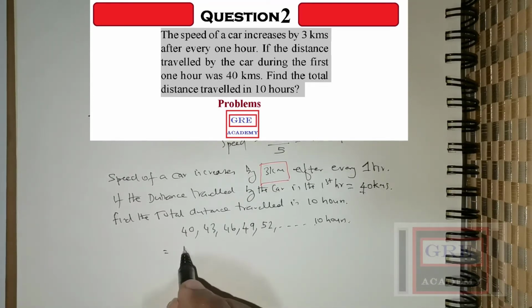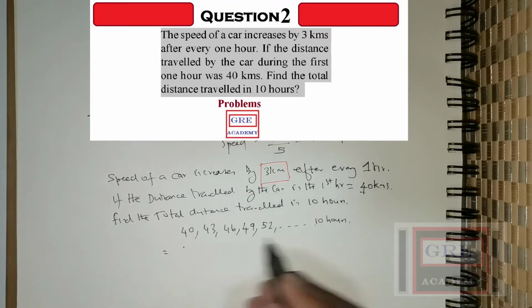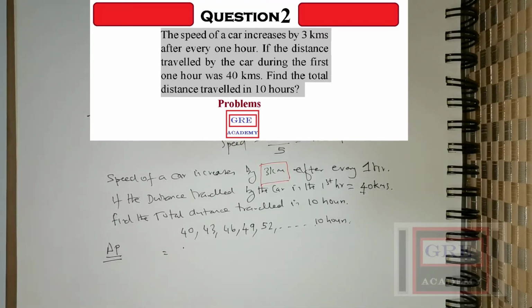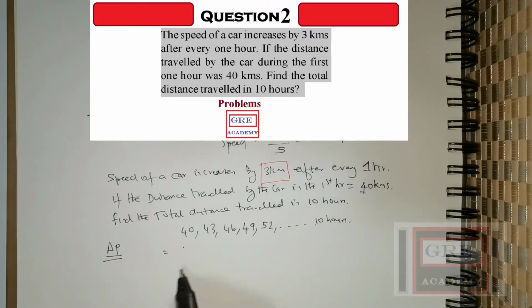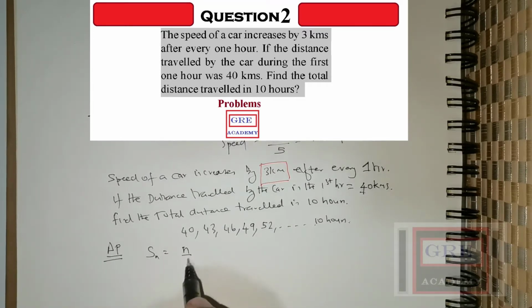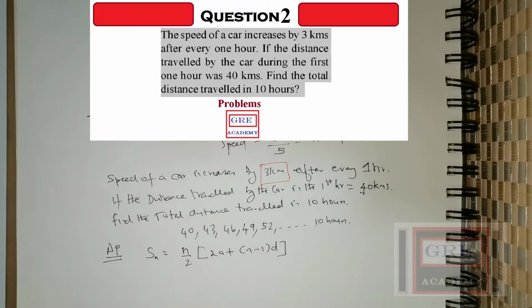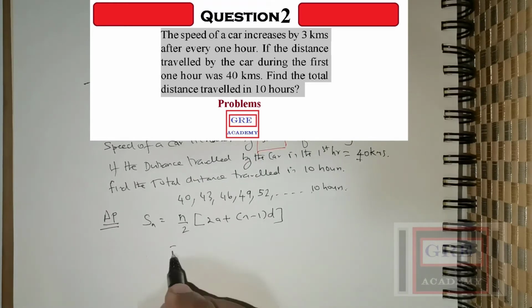Okay, so we need to find the total distance traveled. Now there is a formula that we would use. This is actually an arithmetic progression, or we call it an AP. So by using the AP formula we can easily obtain the solution to this question. So the question now is, what is the formula? So the sum of n terms is given as n over 2 of 2a plus n minus 1 times d. This is the sum that you have to use.